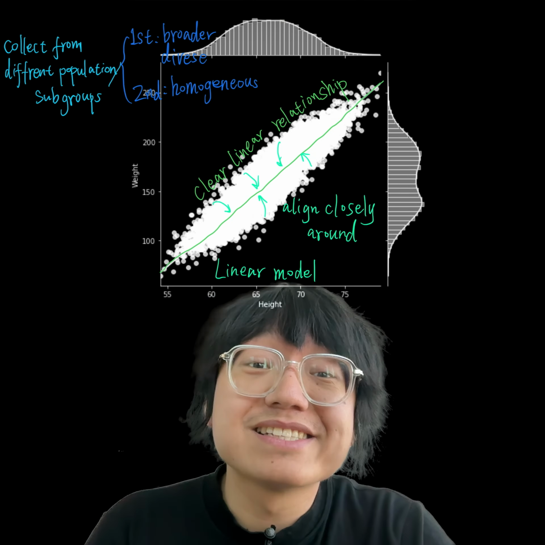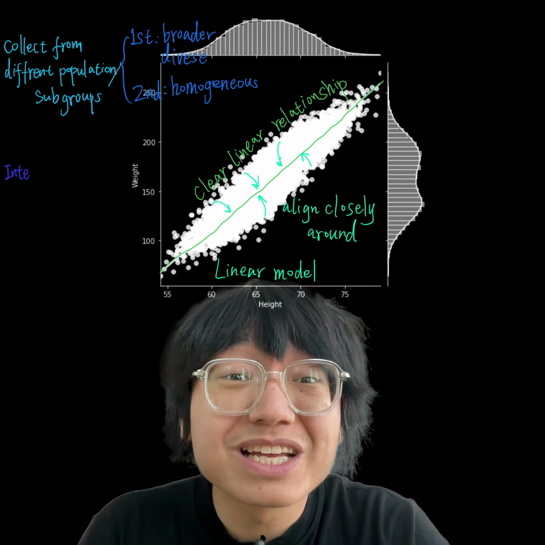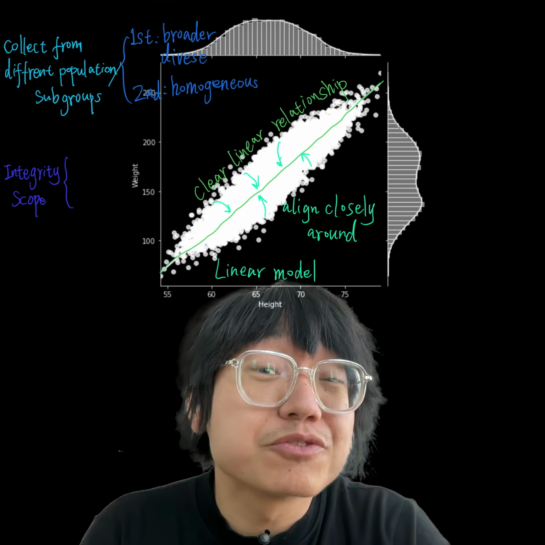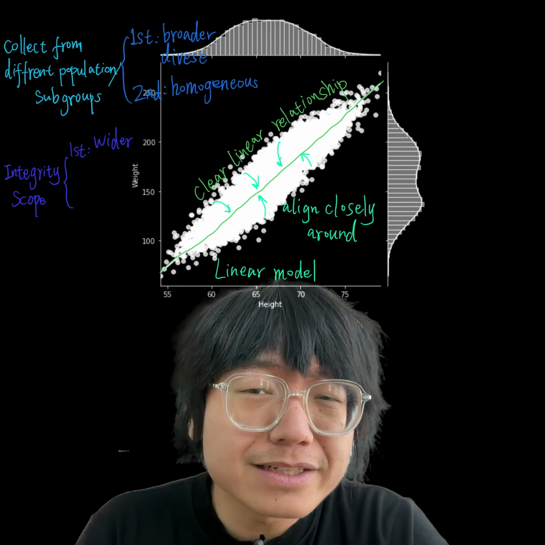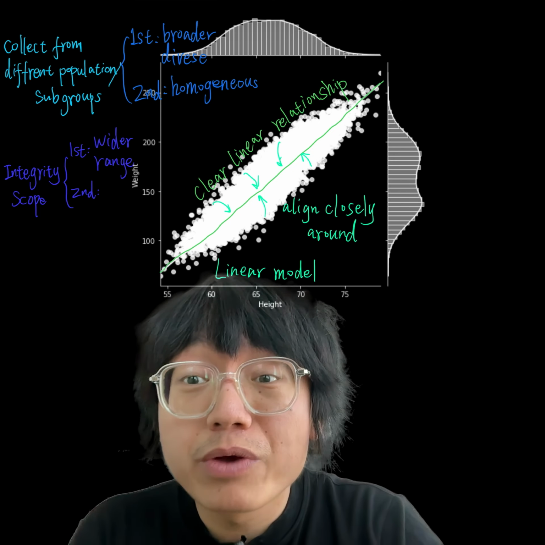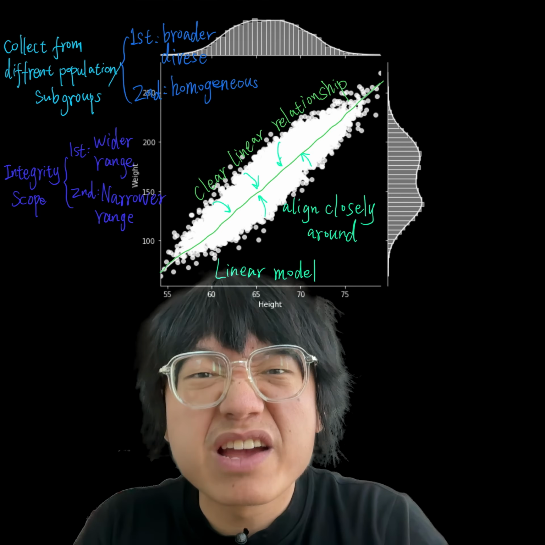And the second reason is data integrity and scope. Variations in how the data were collected, for example the measurement method and accuracy, can influence the pattern we observe here. The scope of each dataset might also differ. The first dataset may have a wide range of ages or include more factors that may affect weight.